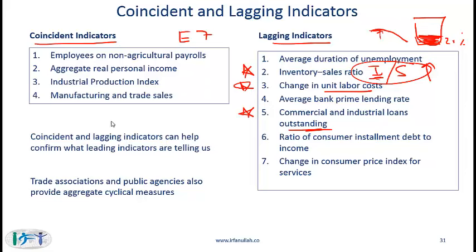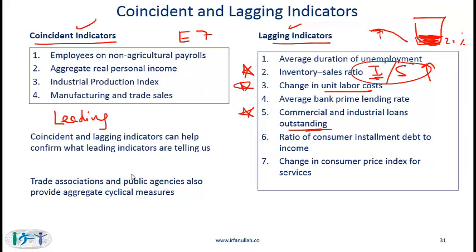Coming back now to the 3 categories of indicators. We said we have leading indicators, then we have coincident and lagging. Clearly, leading indicators are useful because they tell us about the direction of the economy. So you might wonder, what is the benefit of coincident and lagging indicators? Coincident and lagging indicators can help confirm what leading indicators are telling us.